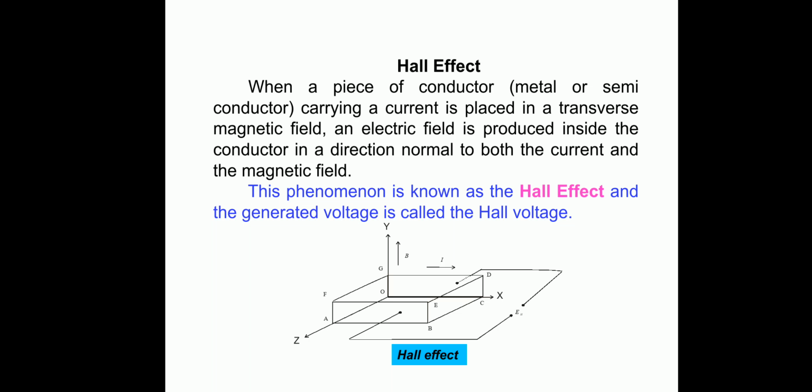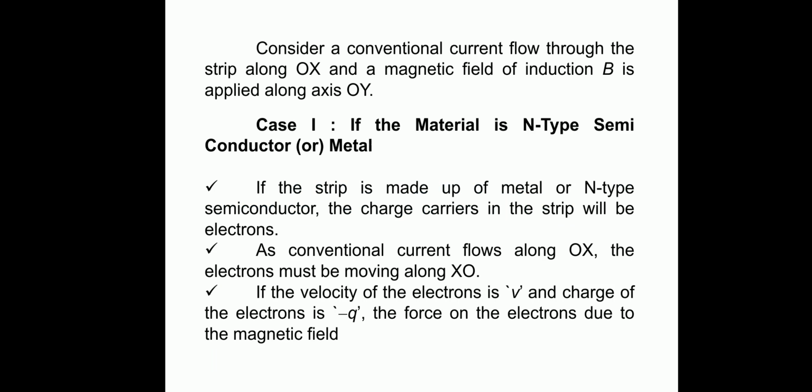So we can see in the figure there is a current flowing along the OX direction, and the magnetic field is placed along the OY direction, so the generated EMF or electric field should be in the OZ direction. Next we can see what the Hall effect or Hall voltage is for a p-type material or an n-type material. First we take our material as an n-type semiconductor or metal.